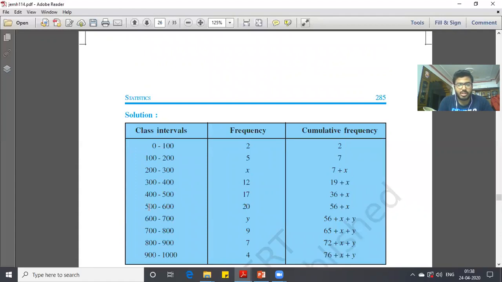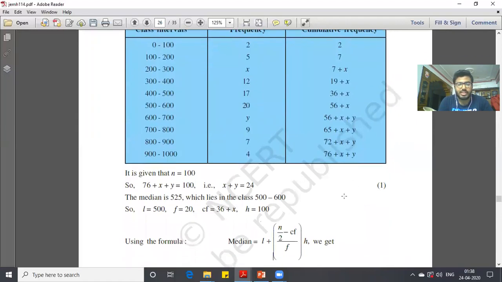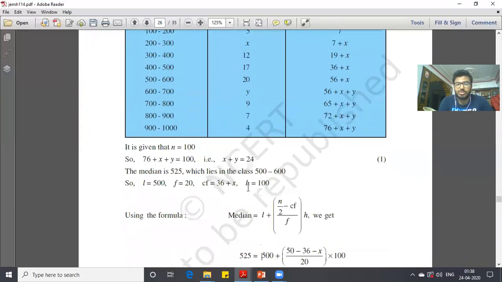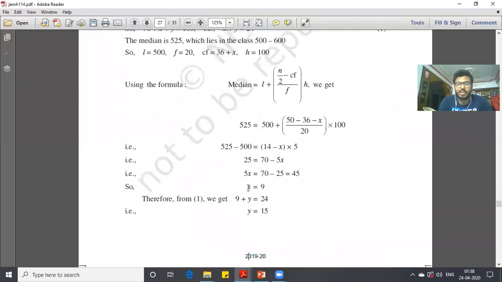Look here, 500 to 600. 20 will be the frequency of the class, and 36 plus x will be your cumulative frequency. Then in the same way, see here, the h value is there. Then you need to substitute and find the x and y values. The same method has been followed. So you need to do examples 7 and 8, and also exercise 14.3.